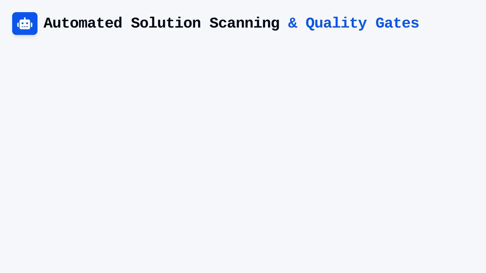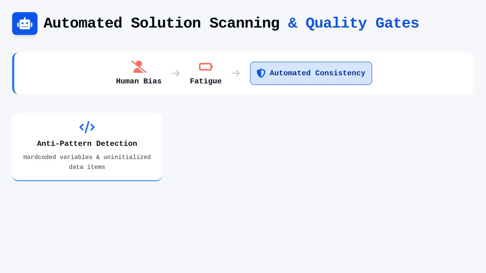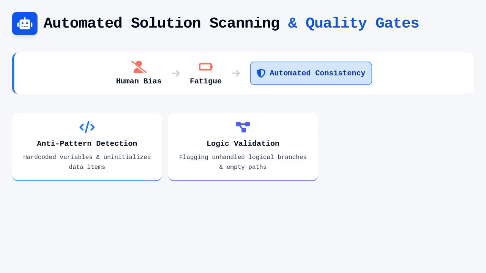Beyond manual inspection, we must leverage the automated tools available within the Blue Prism ecosystem to maintain consistency. Automated solution scanners are invaluable because they remove human bias and fatigue from the process of detecting common anti-patterns, such as hard-coded variables that should be environment-specific keys or uninitialized data items. These scanners can flag unhandled logical branches where a decision stage leads to an empty path, effectively preventing silent failures that might otherwise go unnoticed during standard functional testing.